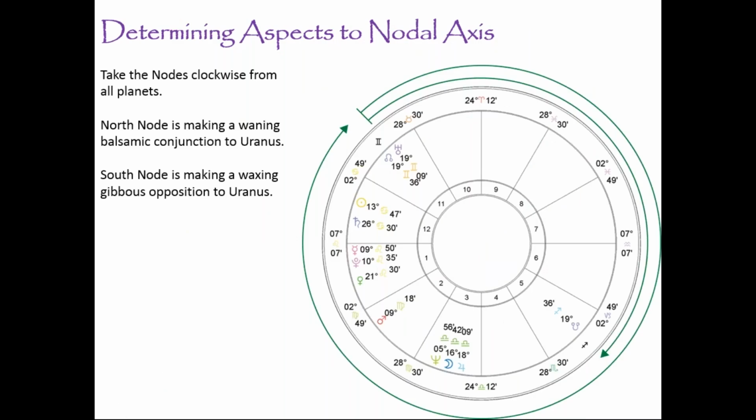So here's some examples of this. First of all, backing up, this is how you determine aspects to the nodal axis in general. All planets are moved clockwise, or excuse me, the nodes are moved clockwise from all planets.